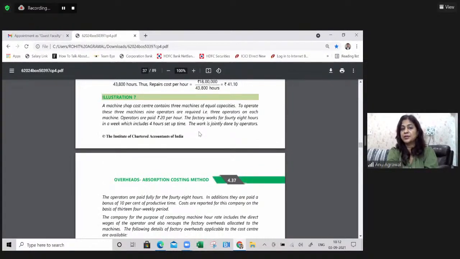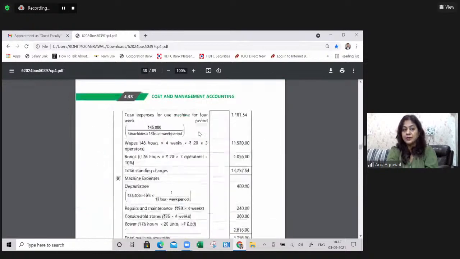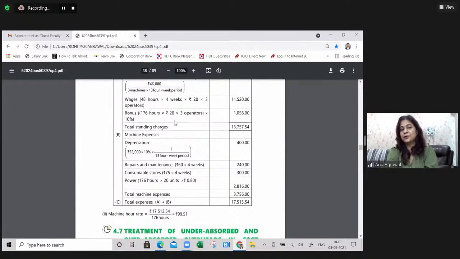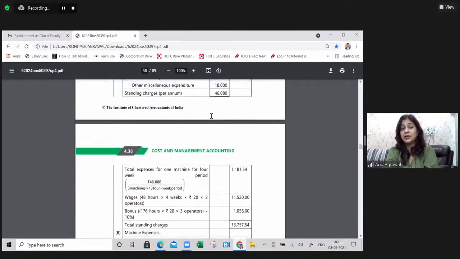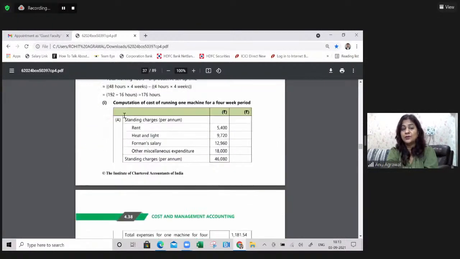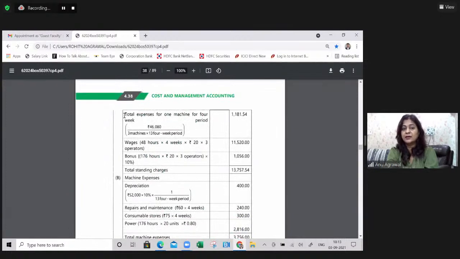3 operators on each machine. Right? So that's what you did. Bonus, obviously, you would pay only for the hours you worked. So normal hours were 176 into 20 into 3, and of course 10% of the same, right? Now your question would be, ma'am, why are we not paying bonus for 192 hours? Because they are very clear that bonus is going to be for the productive hours. So productive hours is this much.